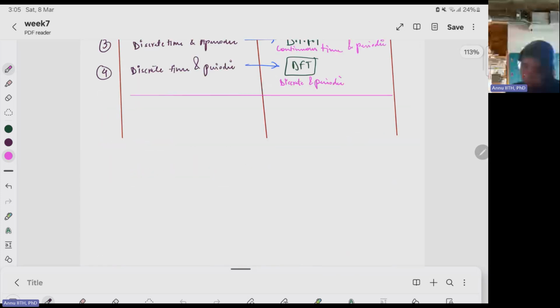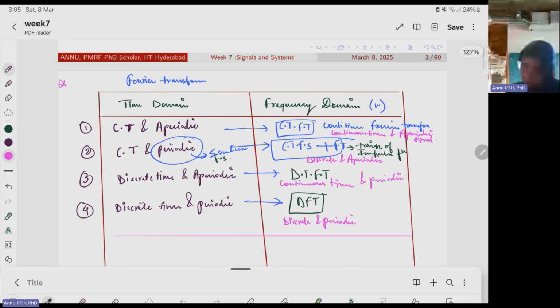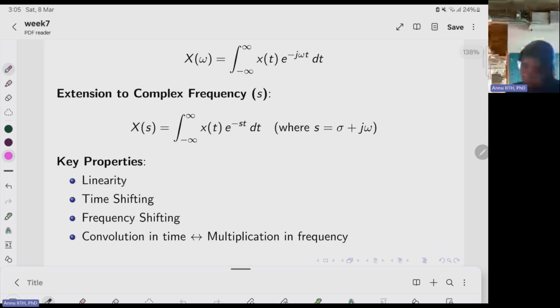So this is a table that you have to note down. Okay, so it's very, very important. You should note down this.